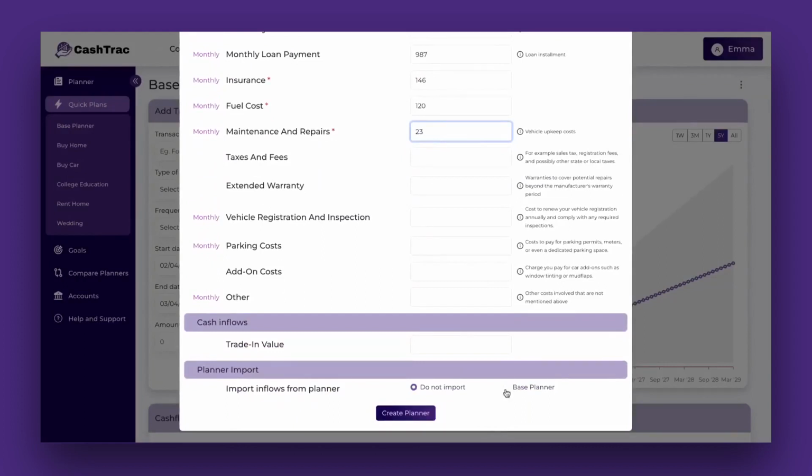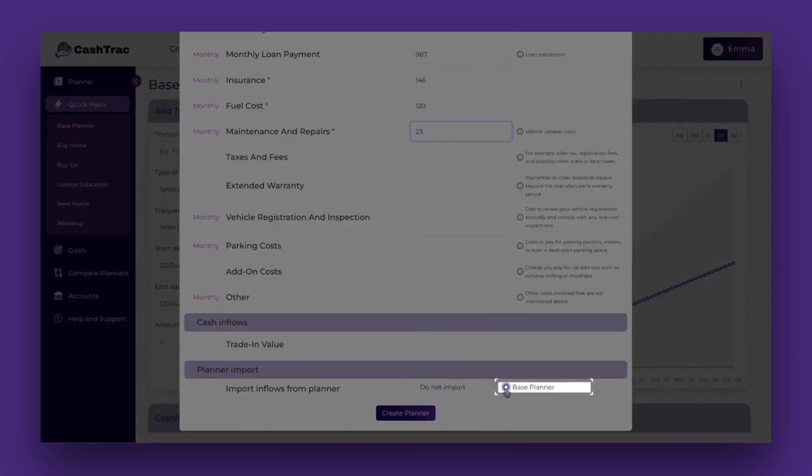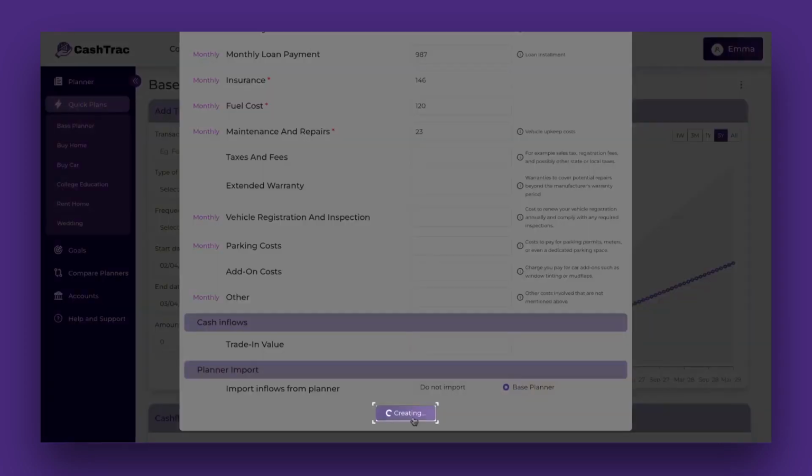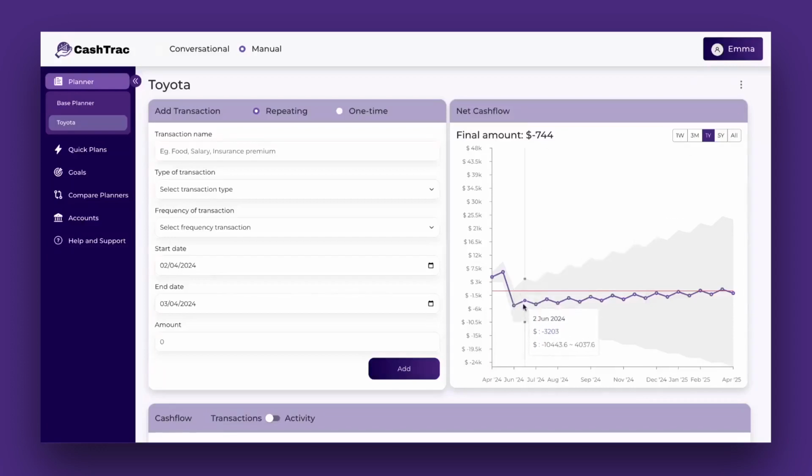Utilizing the groundwork she's already laid in her base planner, Emma seamlessly imports that data by selecting the base planner option. However, as she creates a quick plan, she notices a concerning dip indicating a negative balance on June 1st.